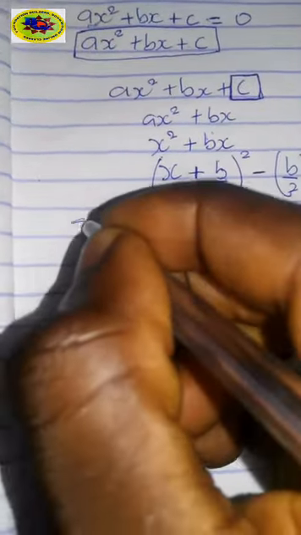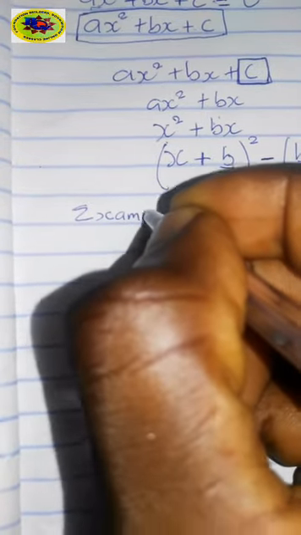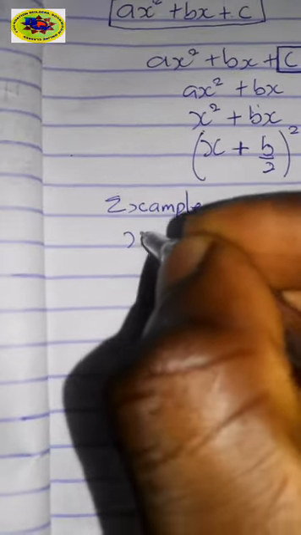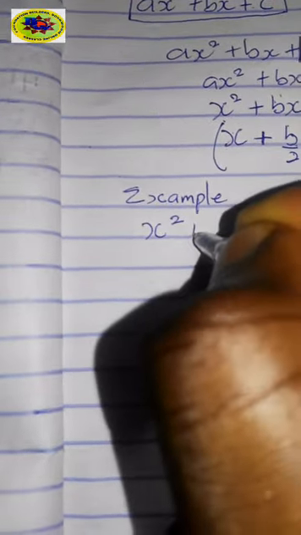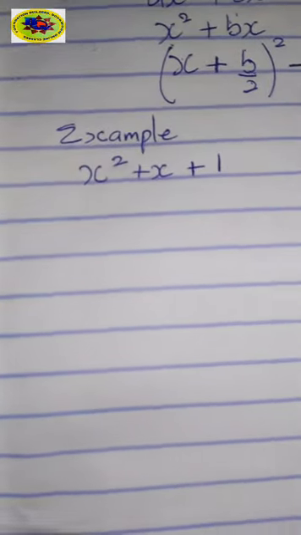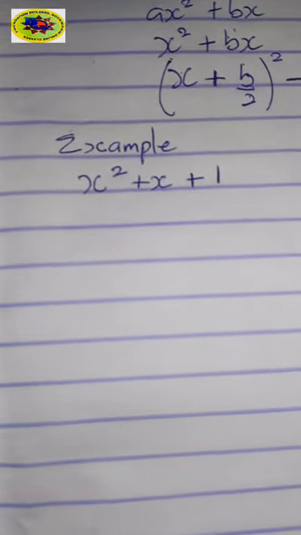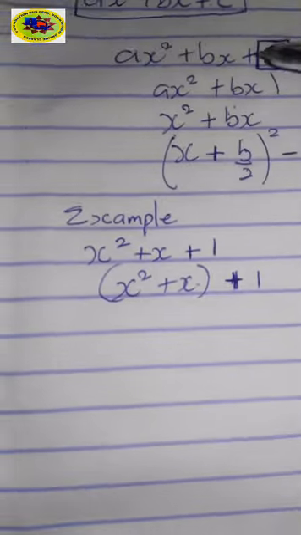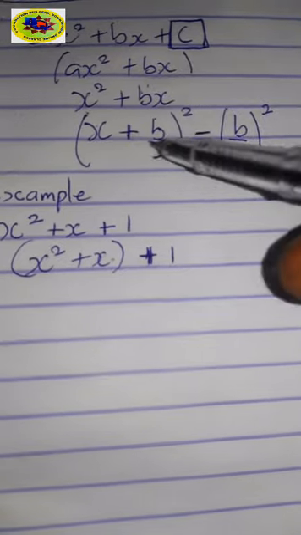Just an example, in completing the square of this expression, let's give this expression x squared plus x plus 1. In completing the square of this expression, that means this expression is equal to, you see, the same as this. And if you look at this very well, it's still the same as what we had before.